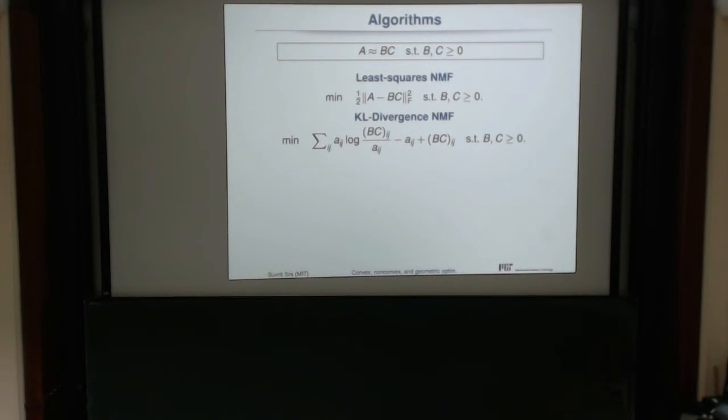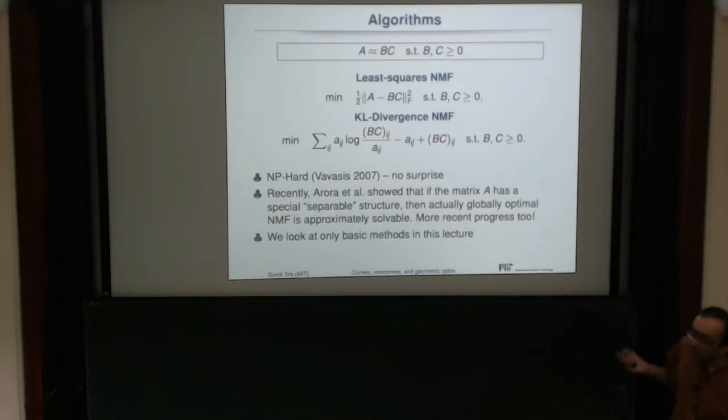Different communities prefer different ones. In computer graphics, people end up using that more. In statistics, people end up using that more. This is more widely used. Both of these problems are, of course, NP hard to solve. Formal proof was given though in 2007 by Stephen Vavasis.